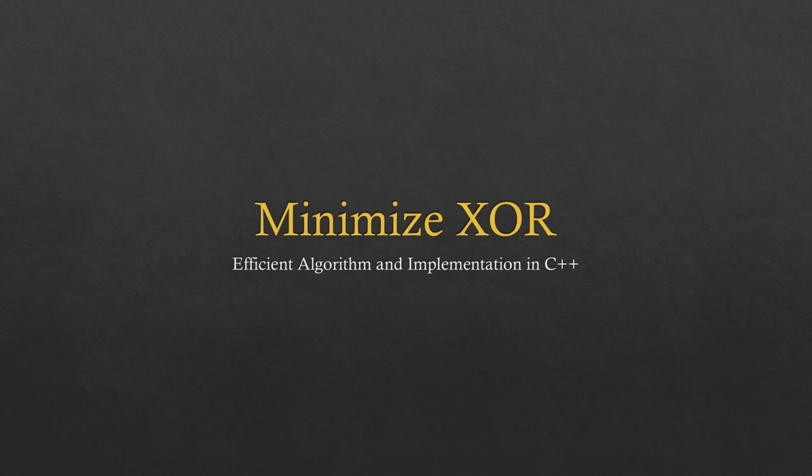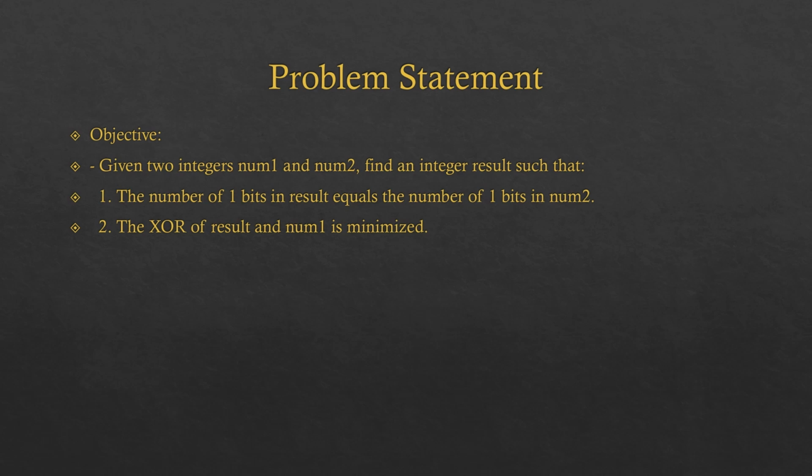In this session, we will explore an efficient algorithm and its implementation in C++. I will be guiding you through this exciting problem. The objective of the problem is simple yet intriguing. Given two integers num1 and num2, we aim to find an integer result that satisfies two conditions. The number of 1 bits in result must equal the number of 1 bits in num2. The XOR between result and num1 must be minimized.